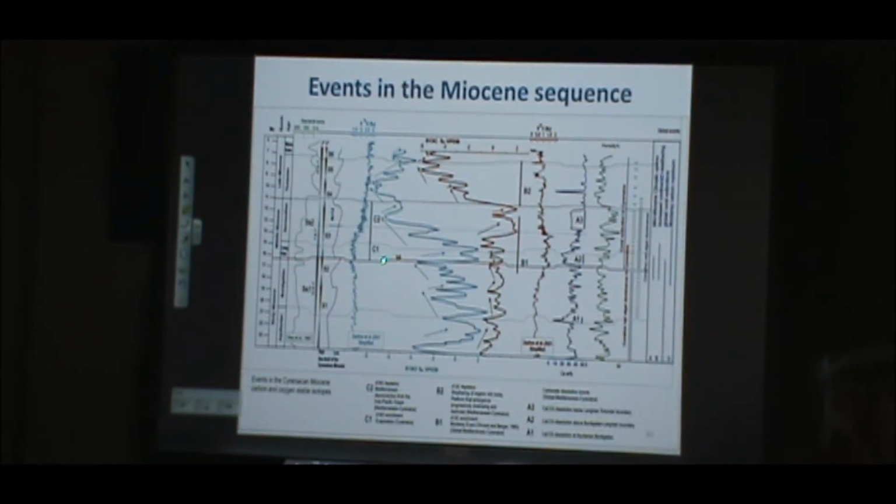For example, for oxygen, C1 and C2. At C1, we have enrichment here. This is in the oxygen because of the evaporite events.